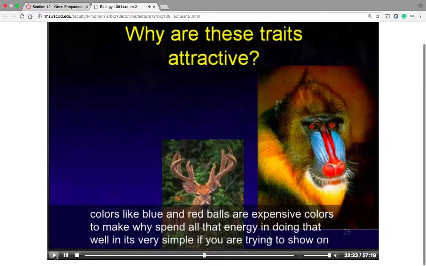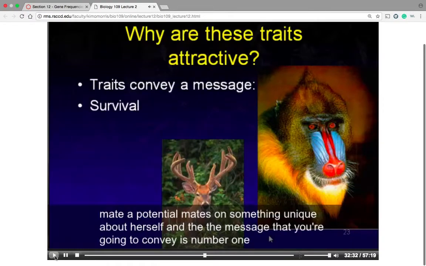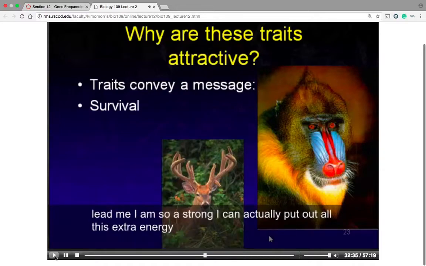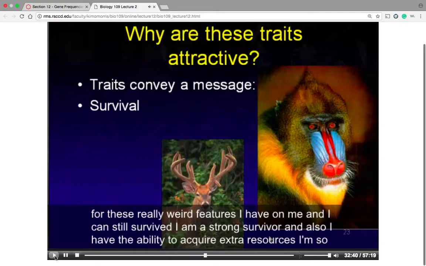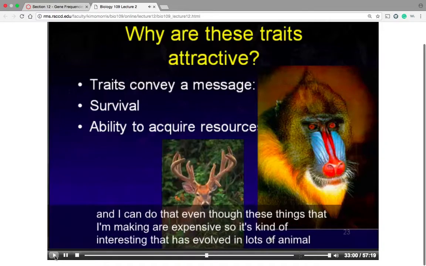Well, it's very simple. If you are trying to show a potential mate something unique about yourself, then the message that you're going to convey is, number one, look at me. I am so strong, I can actually put out all this extra energy for these really weird features I have on me, and I can still survive. I am a strong survivor. And also, I have the ability to acquire extra resources. I'm so good at getting food, you definitely want to mate with me, because your offspring are going to acquire my characteristics of being able to find food. And I can do that even though these things that I'm making are expensive. So it's kind of interesting.